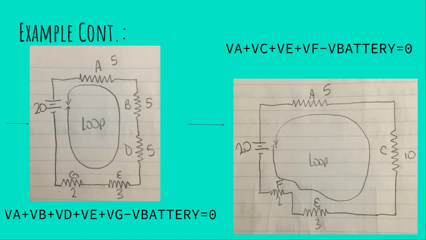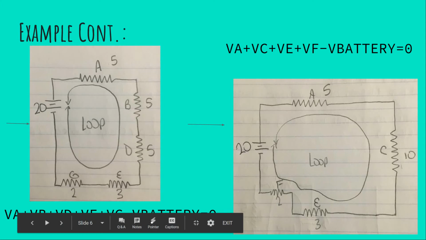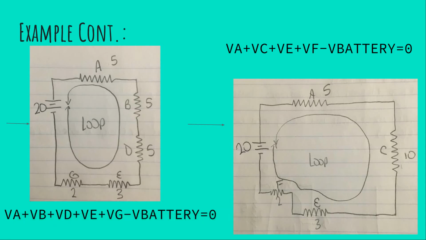So another loop I made, just reiterating it, will include the resistors A, C, E, and F. So a little less than before, but still basically the same thing. So resistor A is 5, C is 10, which equals 15 when you add them, plus 3 plus 2, that will then equal 20, and then it will cancel out to equal 0, as said in this equation. Voltage of A plus voltage of C plus voltage of E plus voltage of F minus voltage of the battery equals 0.